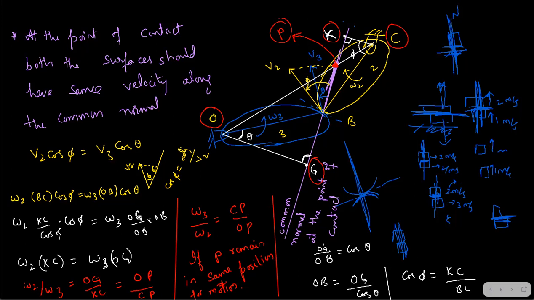It means for a fixed input, for example, if the input is 100, you are going to get an output of 33.33 if it is a 1:3 ratio. Or if the ratio is 3 and your input is 100, you are going to get 300 rpm. If your input is 200, you are going to get 600 rpm. Fixed input, fixed output. For that, P should be fixed. So we are saying if P remains in the same position for motion, we'll get omega 3 by omega 2 equal to a constant.